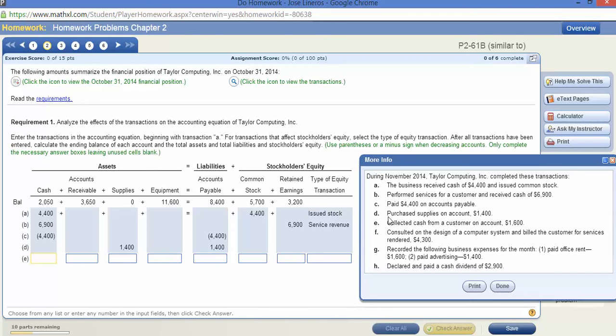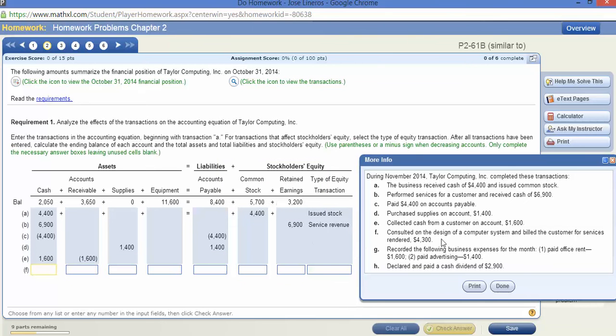Let's go to E, collected cash from a customer on account. So if you collect cash, obviously your cash is going to go up. And this comes from an accounts receivable. You're collecting it from a customer on account. That means that you had an accounts receivable with that customer, not a payable. That's what you pay the outside world. This is incoming to you. So that's going to drop by 1,600 because they don't owe you as much anymore. No one does. This accounts receivable is what the company's owed by everyone.